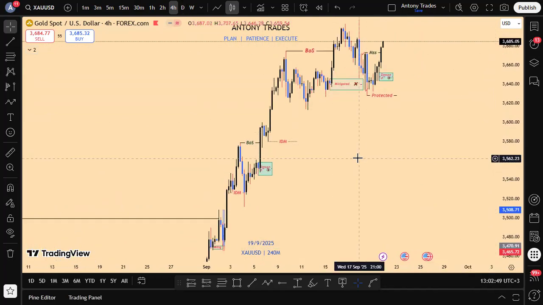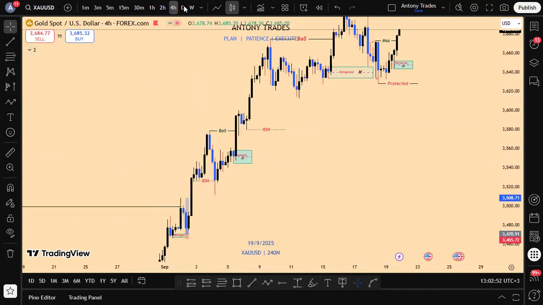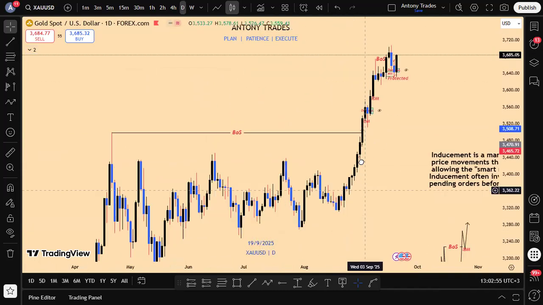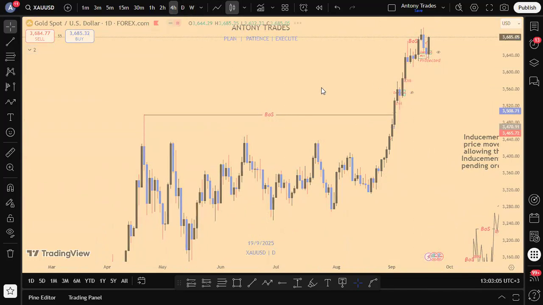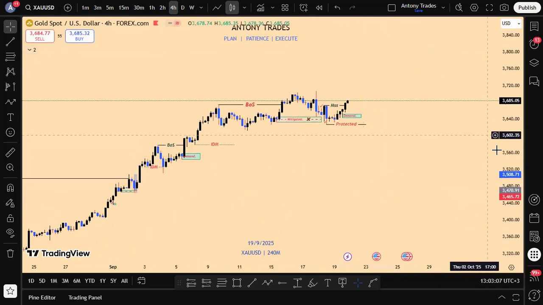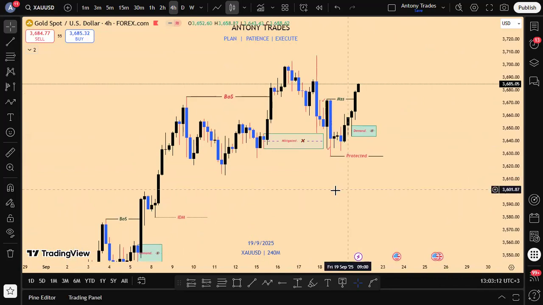Now allow me to start from the 4-hour time frame, because from the daily time frame I don't see anything important. So the only break of structure was here, and the market never retraced to this area. It's just kept on pushing and pushing to the upside. So we have to look at what the market is doing currently, guys.